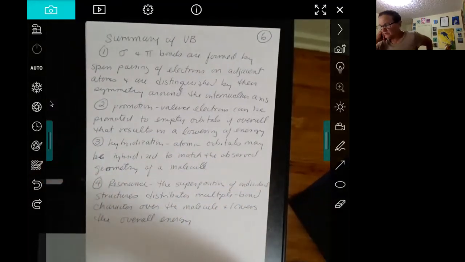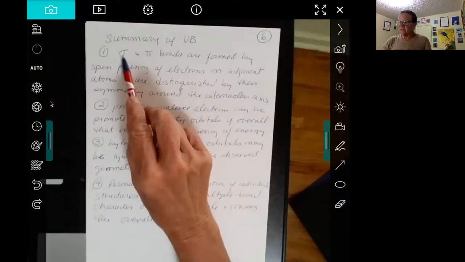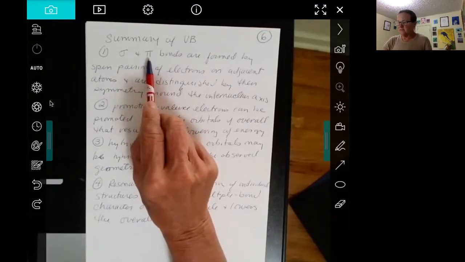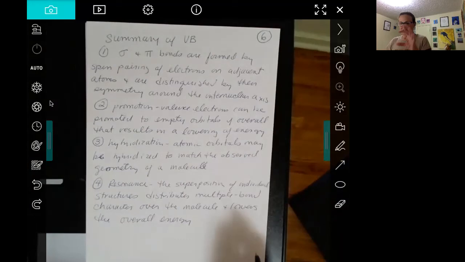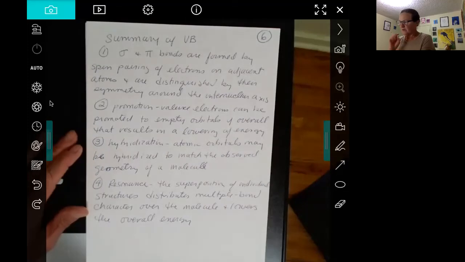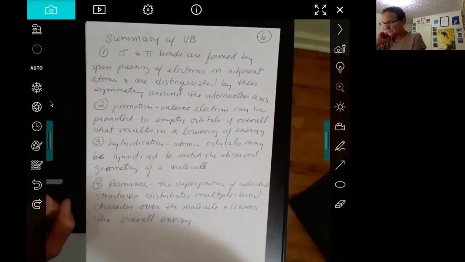So we summarize what we know about valence bond theory, which is still used today a lot. Sigma and pi bonds are formed by spin pairing of electrons on adjacent atoms, and they're distinguished by their symmetry around the internuclear axis. So sigma has symmetry like an s orbital, pi has symmetry like a p orbital. So you're going to either get a circular shape for the electron density here, or something that looks like a dumbbell when you have the pi bonds.